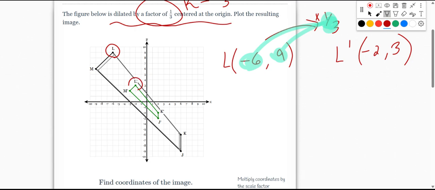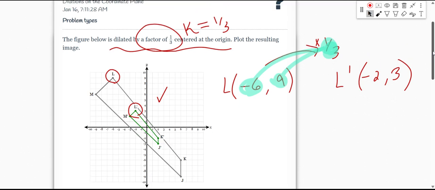Is this L prime located at -2, 3? It sure is. And as you can see in the animation, the shape is getting smaller. The side lengths change, the angles don't change, the angles are all intact. So typically we say it's not a congruent figure because they're not exactly the same, but it's a similar figure because the side lengths are proportional to each other.